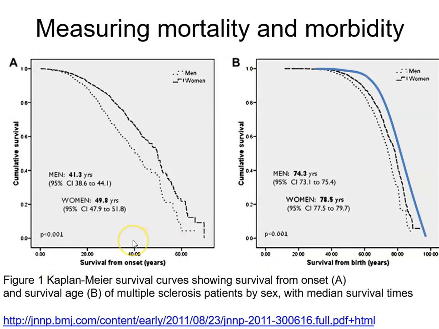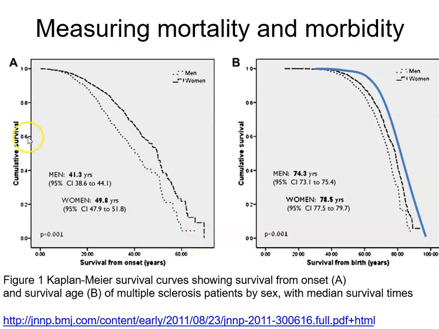Okay, so since we're on the theme of multiple sclerosis, this is probably the only time I'm going to talk about that particular disease in this lecture. We've got a couple of Kaplan Meier curves for multiple sclerosis showing different things. So in here we've got cumulative survival from 1, as in a fraction. So this is at the start of this study, or whatever the start of the study is, everybody is alive, and then through to the end of the study.